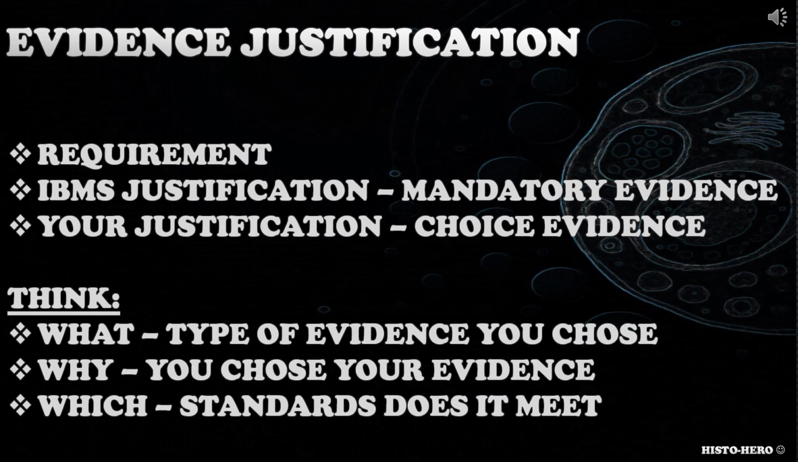For the mandatory piece of evidence, the IBMS has provided a very good justification why they would want you to do that piece of evidence. I would strongly advise you to read their justifications, as this can form the basis for how to be justifying your choice of evidence. You should also include what standards you have met by your evidence. Think about what type of evidence you have chosen, then think why you have chosen that particular evidence, and think which standards you are meeting with that evidence as well.